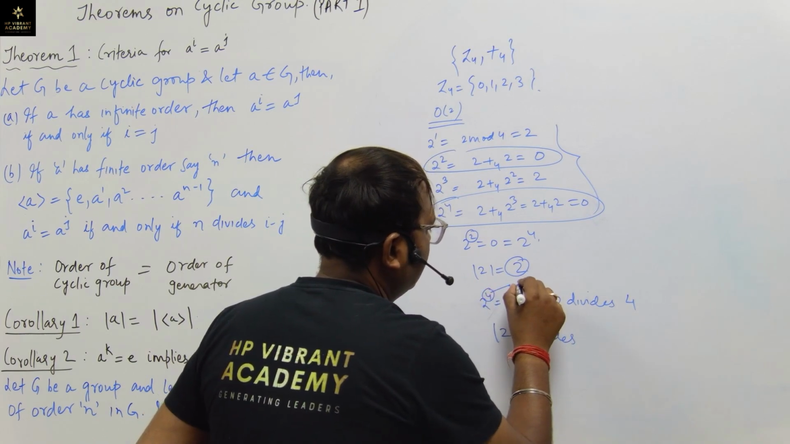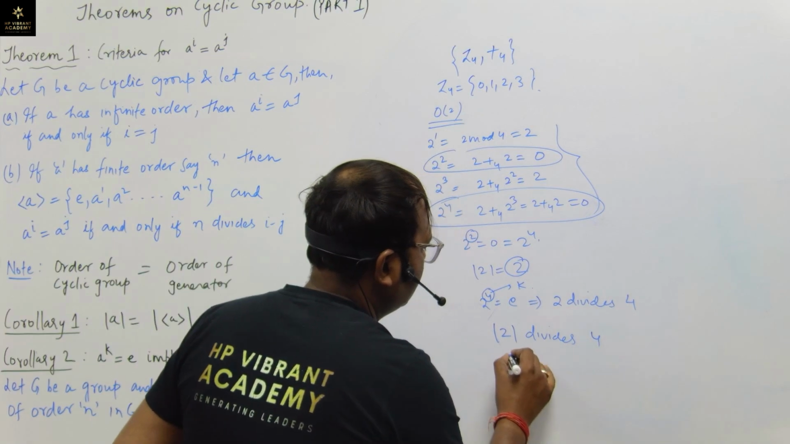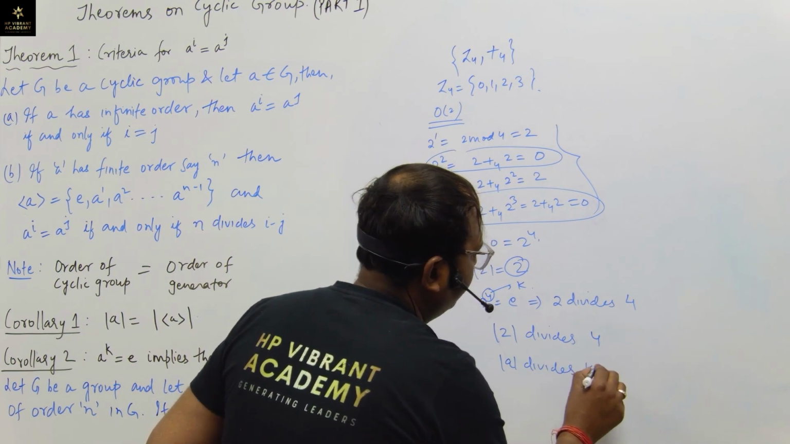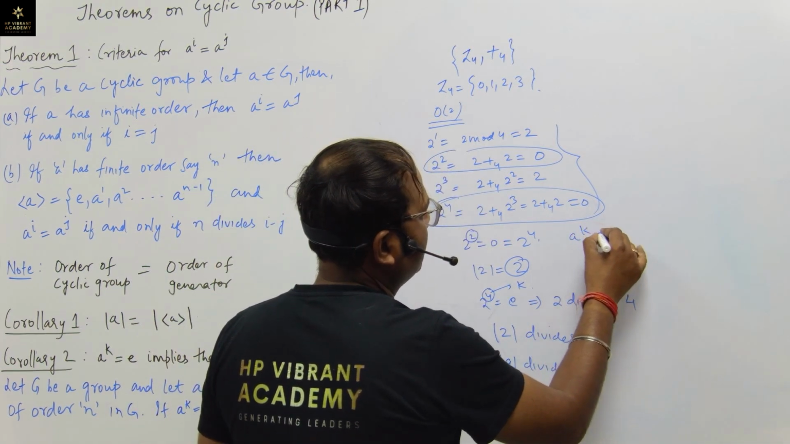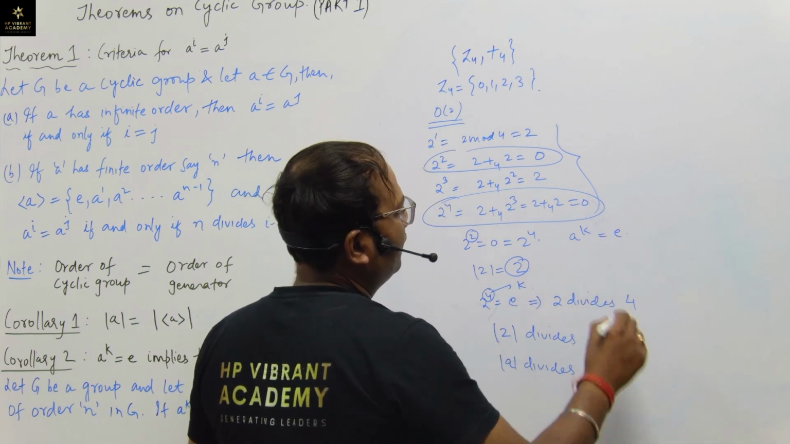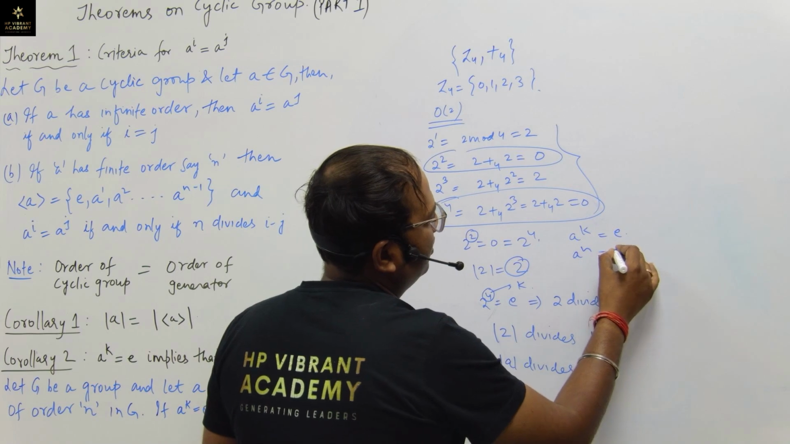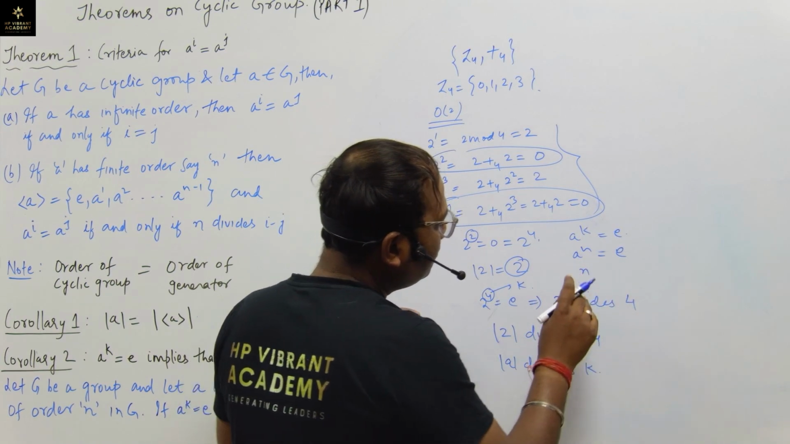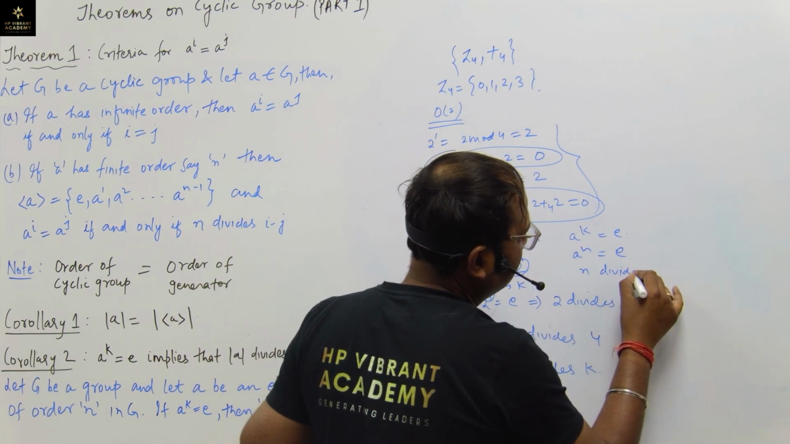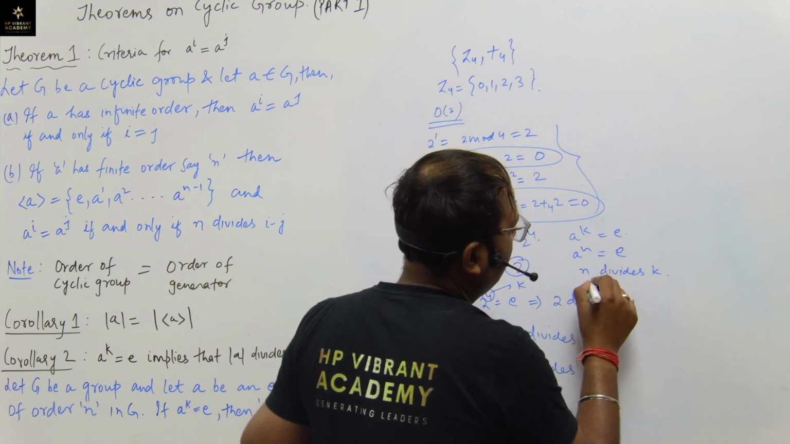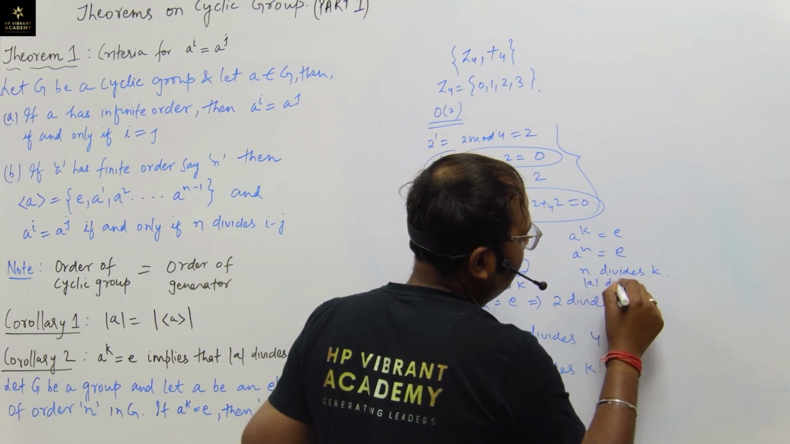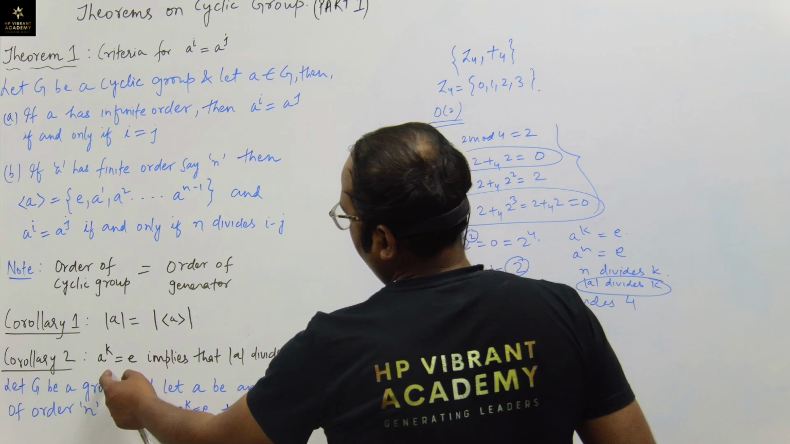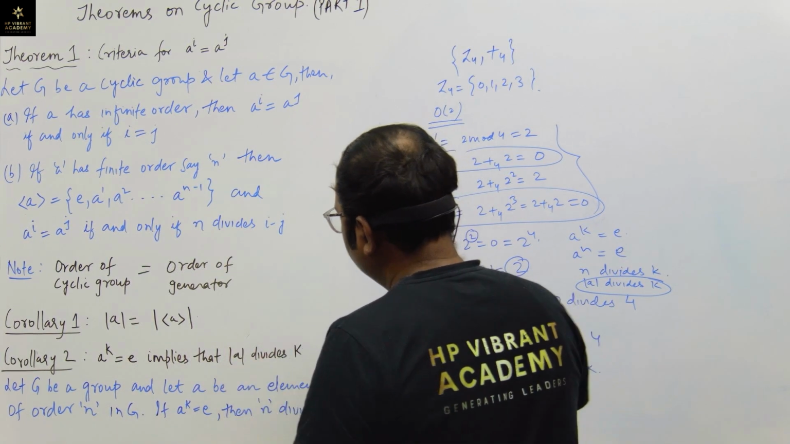Let us take 4 as k. So 2 divides 4. This means the order of the element divides k. So if a to the power k is identity and the order of element a is n, then the order of element a divides k. This is basically what the statement wants to tell you: a to the power k is equal to e implies that the order of a divides k.